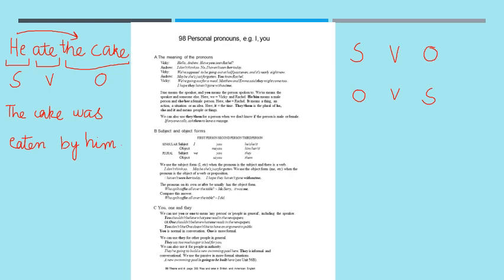We can use they for other people in general. They say too much sugar is bad for you. They say. Now they yahan par refer kiya ja raha hai to the group of scientists. To isliye they kehke use kar diya gaya.